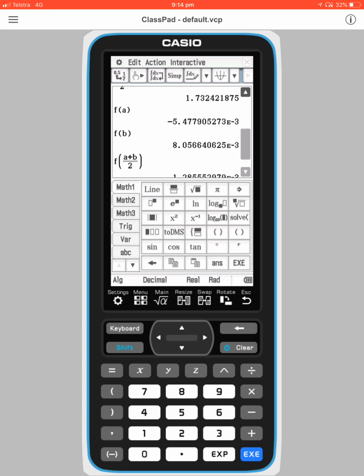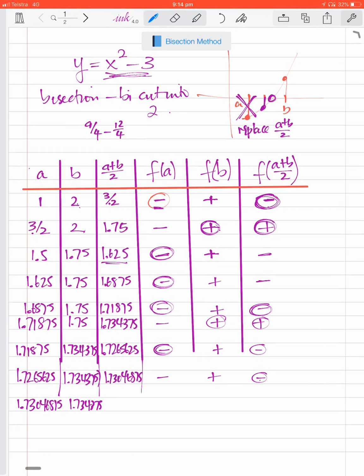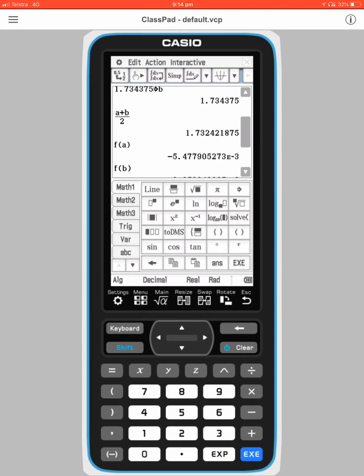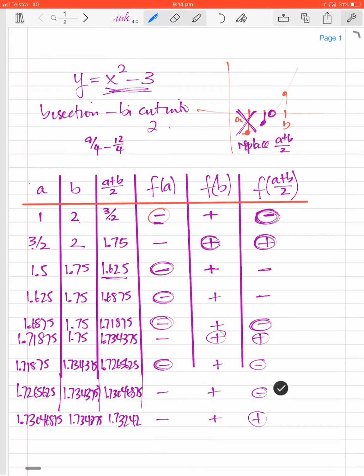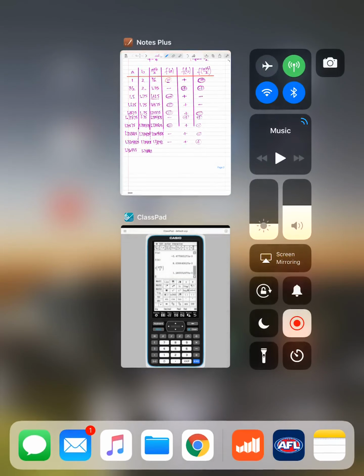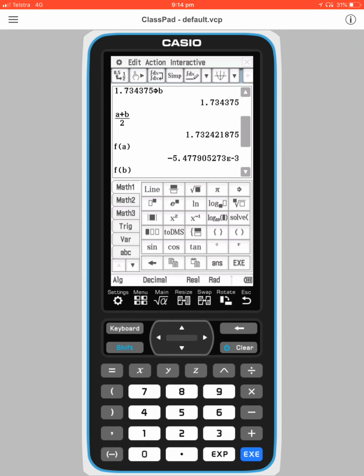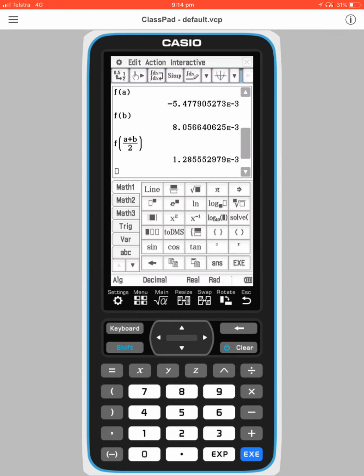Go through it all again. 1.73242. Negative, positive. When we put it in, we get a really small positive. So this time we replace B. 1.730468. 1.73242. Okay, copy that. Now it was positive, so replace B.